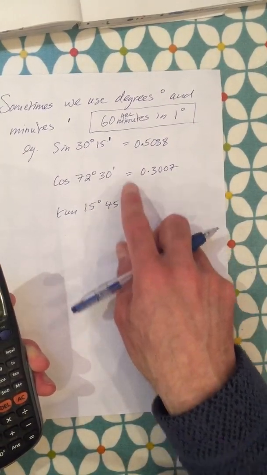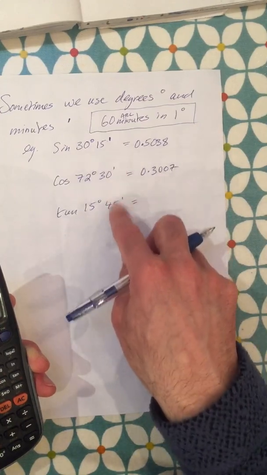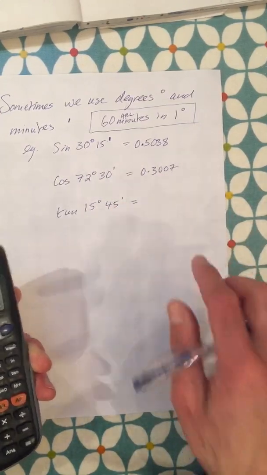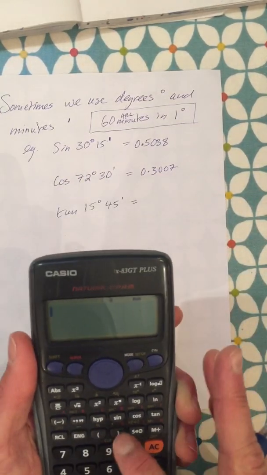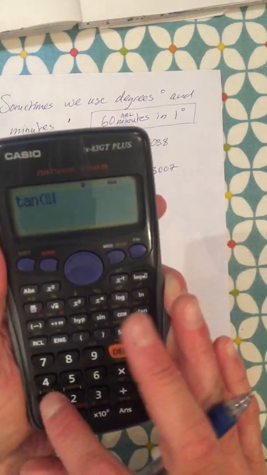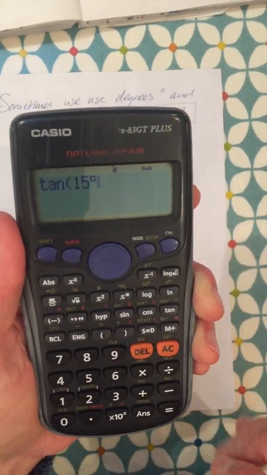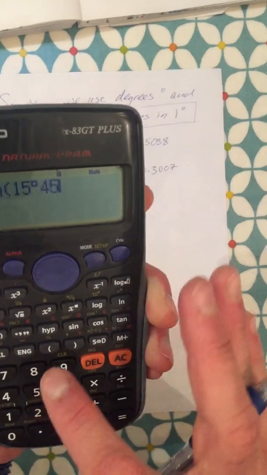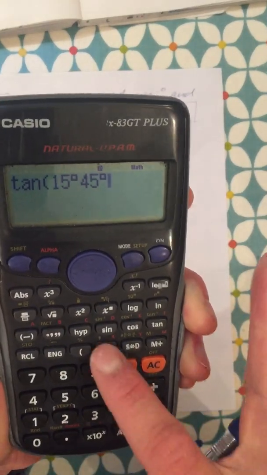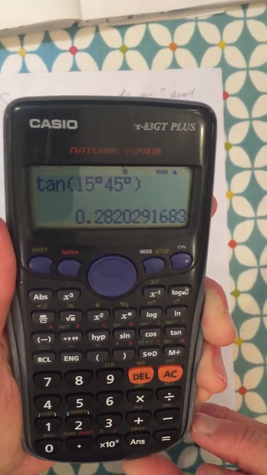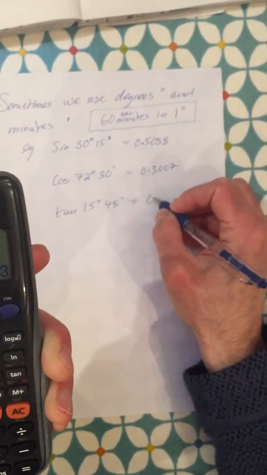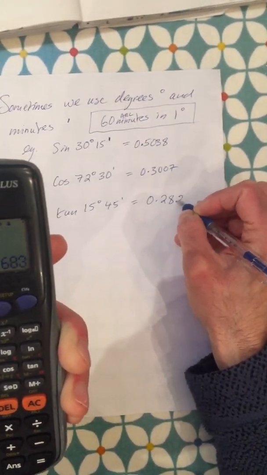And one last one, tan of 15 degrees 45 minutes. I would encourage you to pause the video and try it yourself, or go back over these even if you've seen them, and see if you can get the same answer on your calculator. So we go tan 15, hit the degree button, here it is, and then 45, and then press that button again for minutes, close bracket and press equals, and the answer is 0.2820.